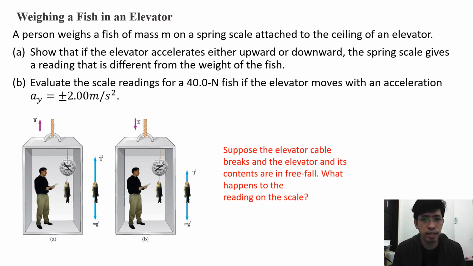The second problem is to evaluate the scale readings for a 40 Newton fish if the elevator moves with an acceleration along the y-axis of plus and minus 2 meters per second squared. And lastly, suppose that the elevator cable breaks and the elevator and its contents are in free fall. What happens to the reading on the scale? So let's solve this one.